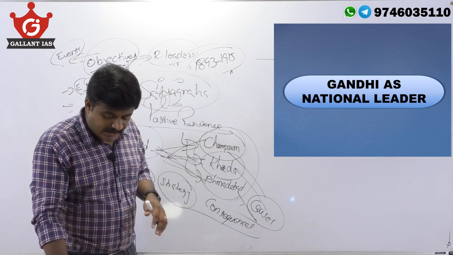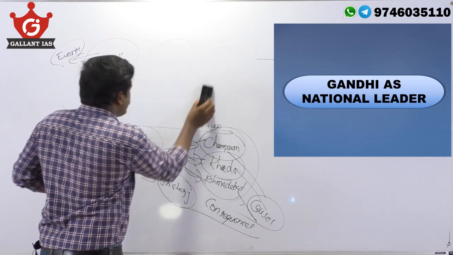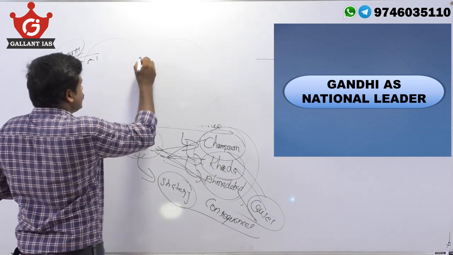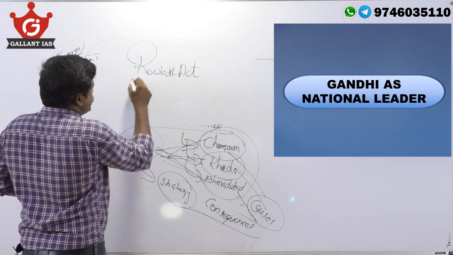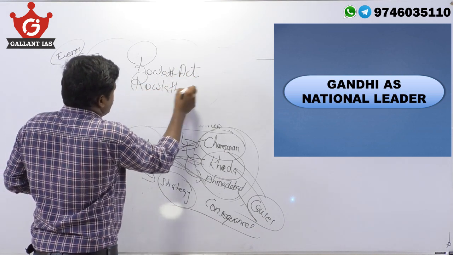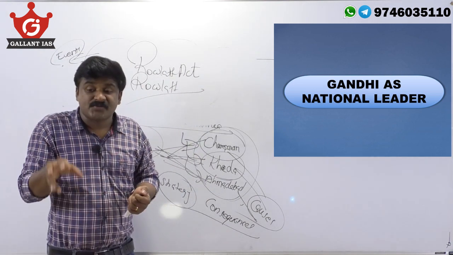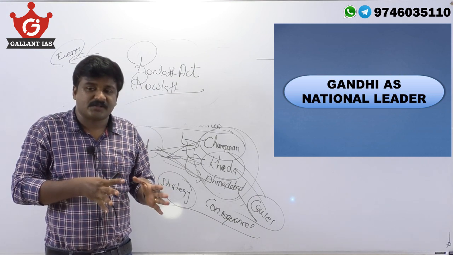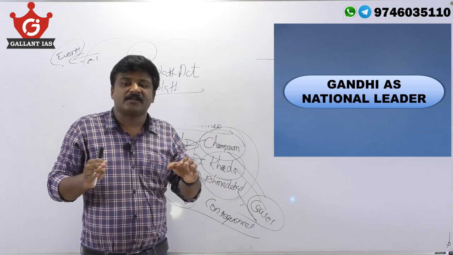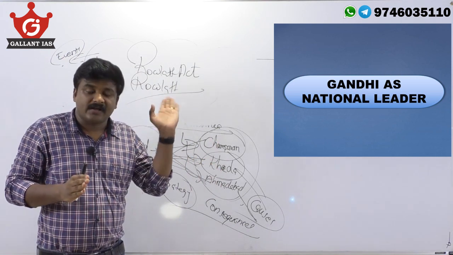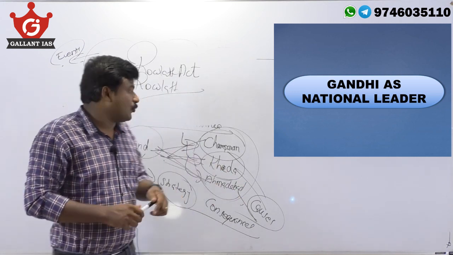Then Gandhiji's rise as a national leader. There you have to study the Rowlatt Act and the Rowlatt Satyagraha. In fact, the Rowlatt Satyagraha is the first nationalized event Gandhiji participated in India, or maybe that was the first Gandhian movement started in India at a national level. Earlier, there were localized movements. Gandhiji's first mass national movement, obviously, the Rowlatt Satyagraha.